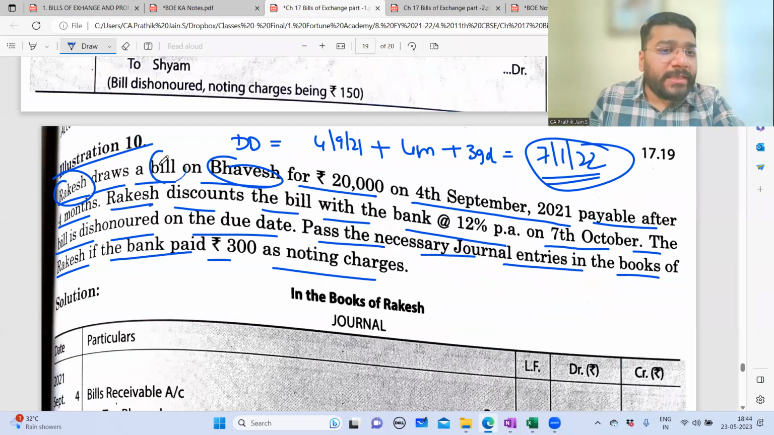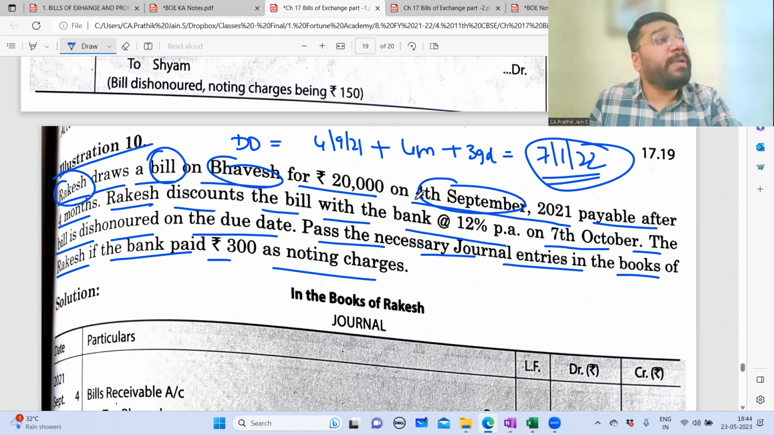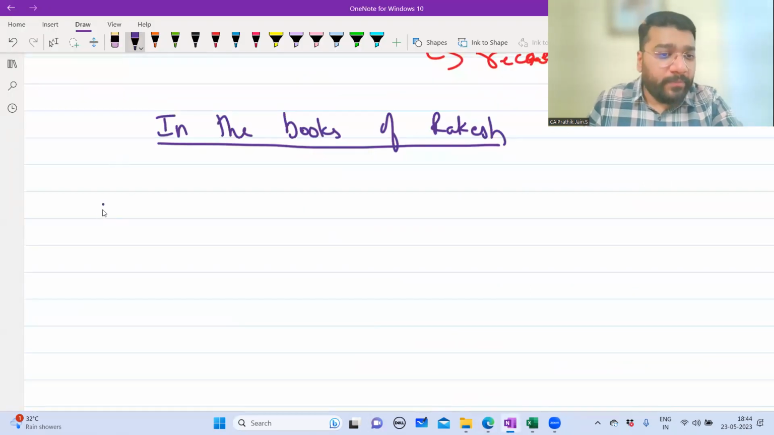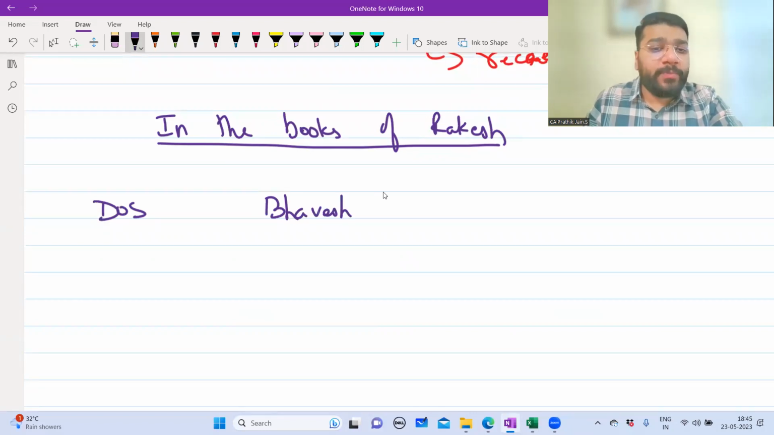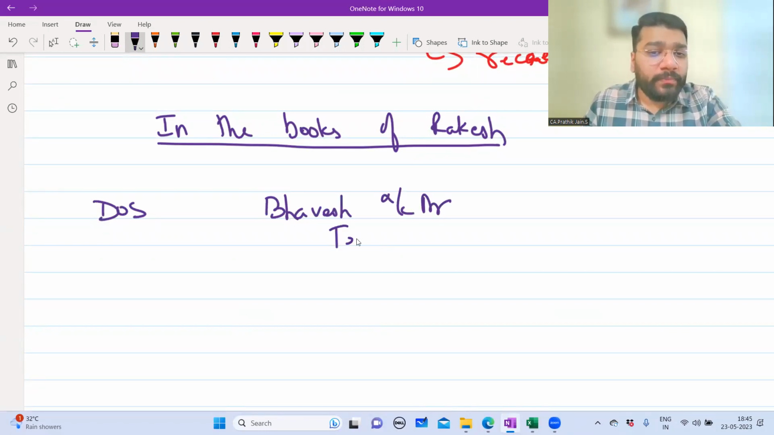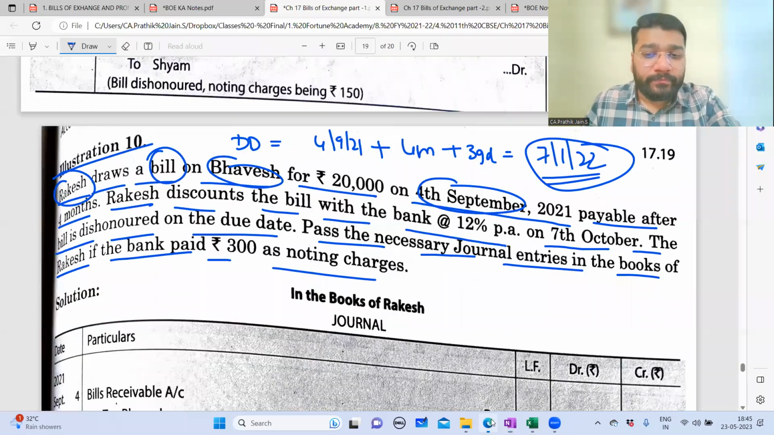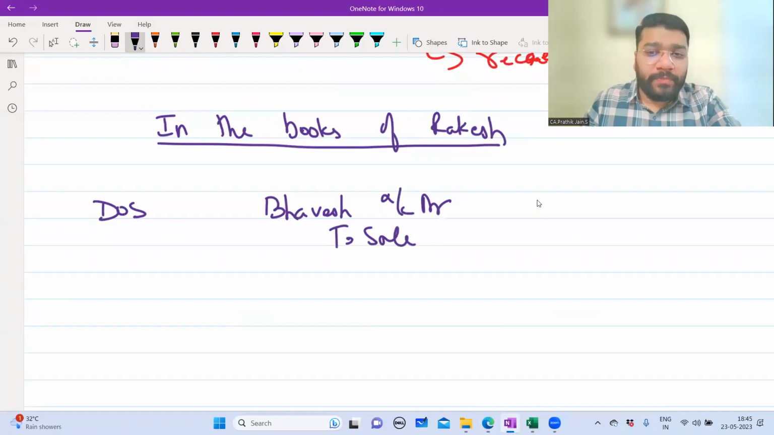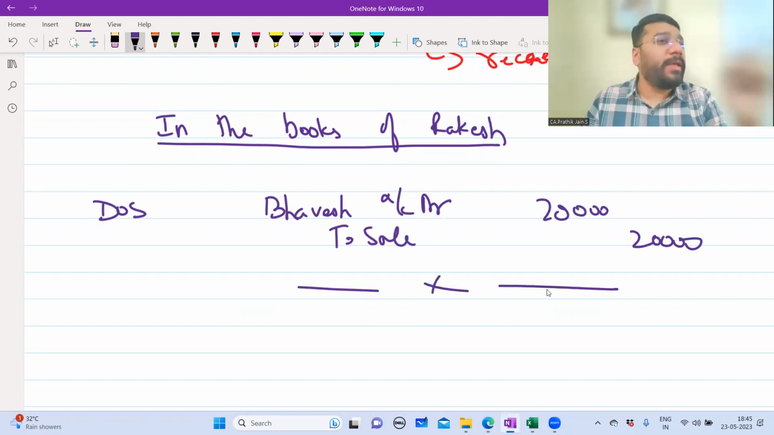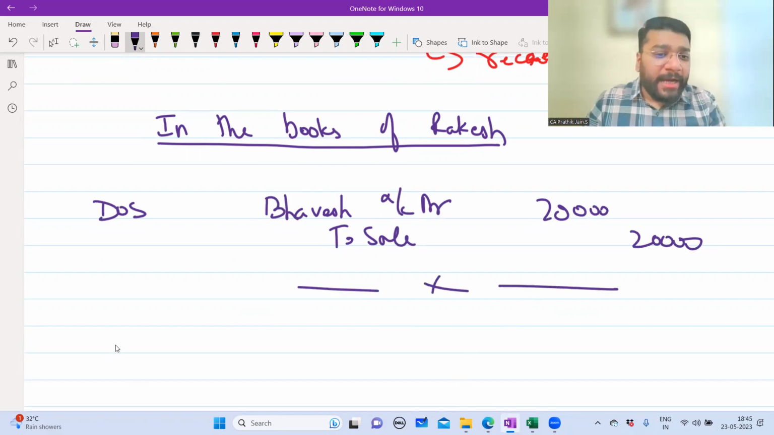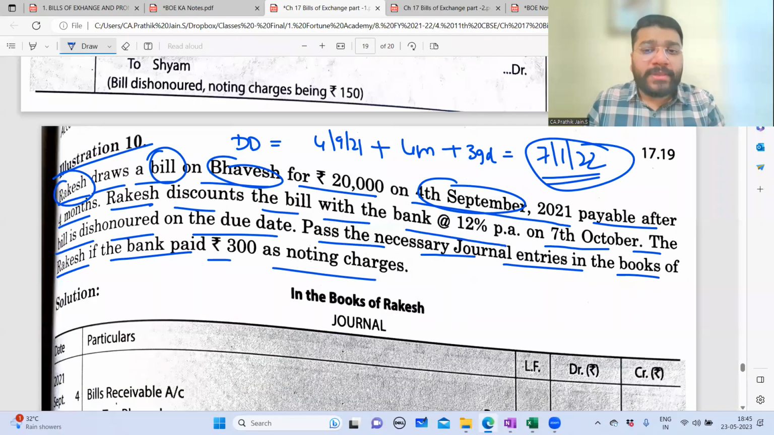Guys, here they have asked about the bill being drawn on 4th September. So this is the bill drawn entry. This is not the date of sale. So there is some date of sale. On the date of sale, the entry is what? Bhavesh account debit to sale, 20,000 rupees. Now this entry is not required for you. This is only for your knowledge.